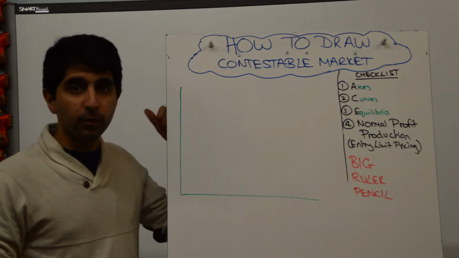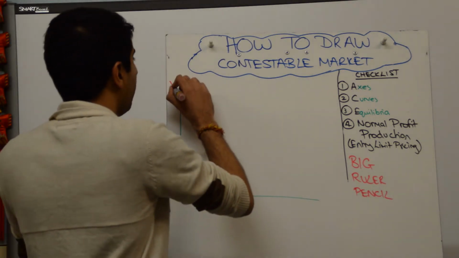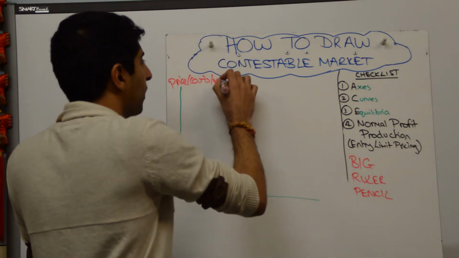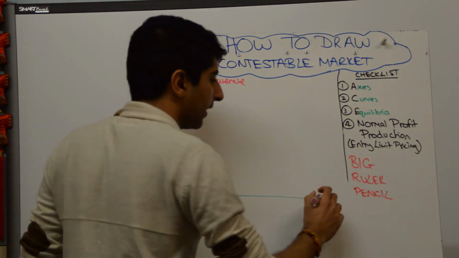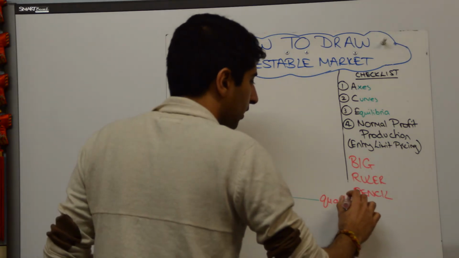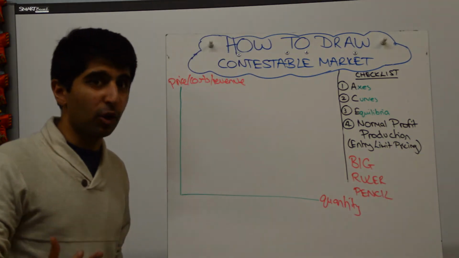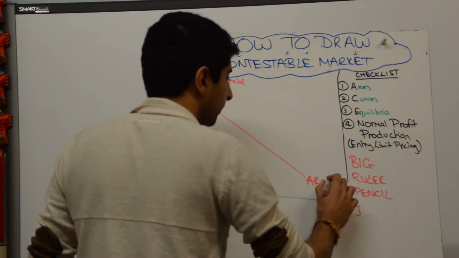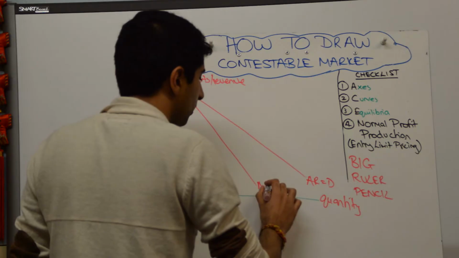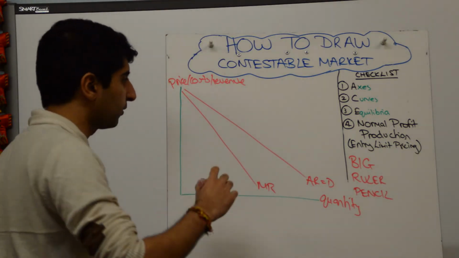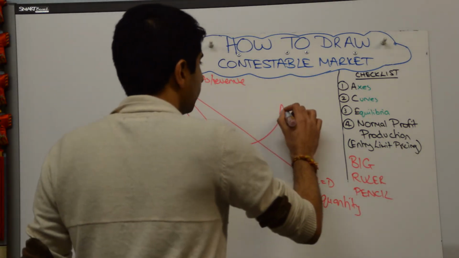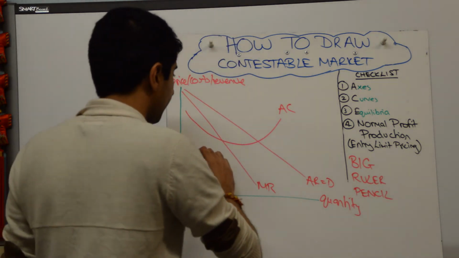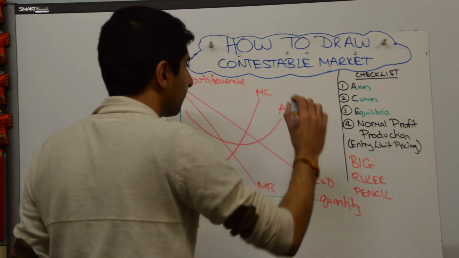Let's get started with the construction of this diagram. On the y-axis we have price, costs and revenue. On the x-axis we have quantity. Now what you're drawing basically is a monopoly diagram. So your revenue curves first, AR equals D, marginal revenue twice as steep. Then you draw your smiley face average cost, which looks like that. Then your marginal cost, which is like a Nike tick, but cuts AC at its lowest point.